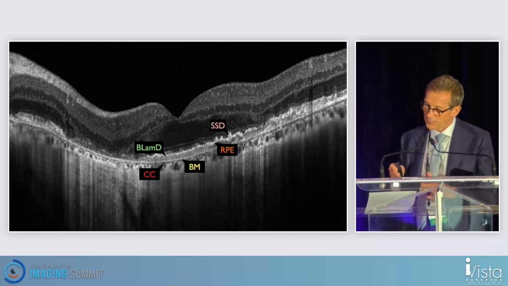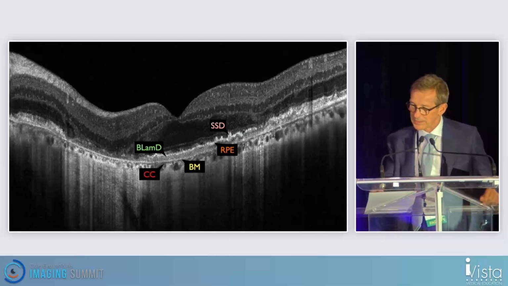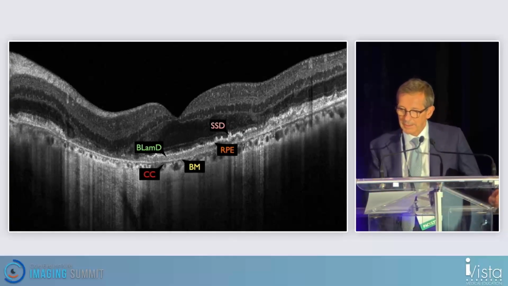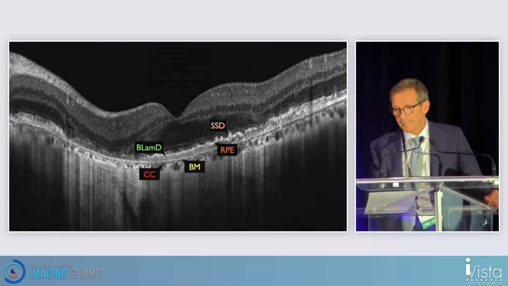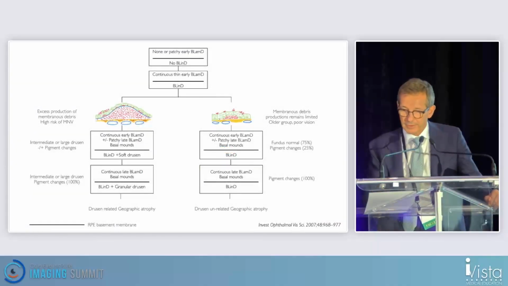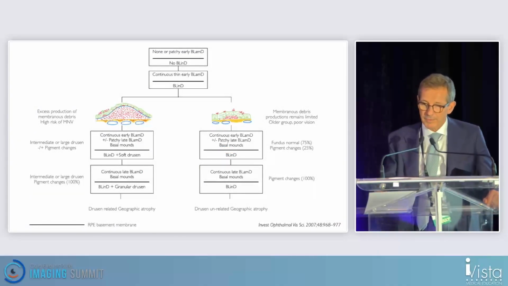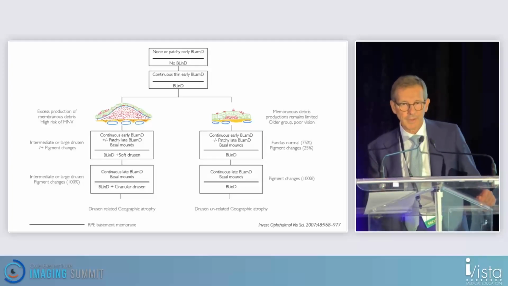It is not clear what we actually see in reality, but the possibility to define the basal laminar deposits is quite important because, as suggested by Shirley Sachs many years ago, these are the first sign of AMD.